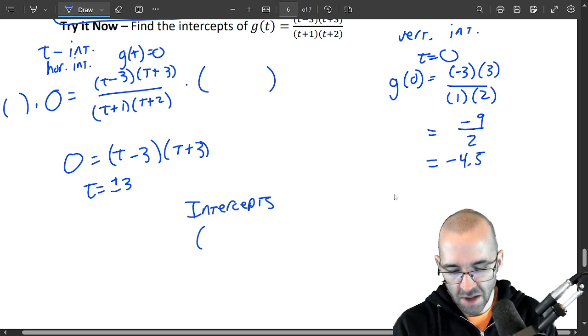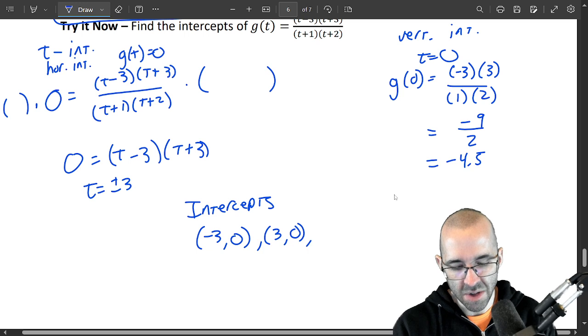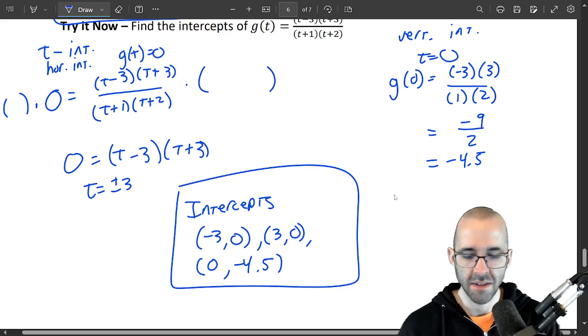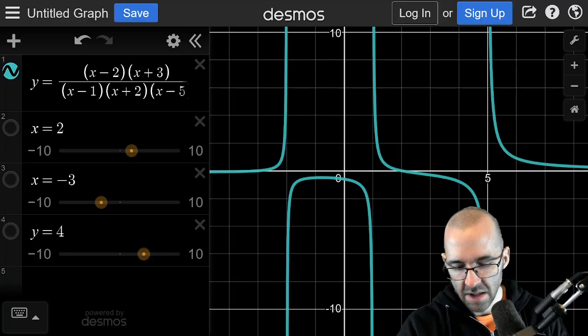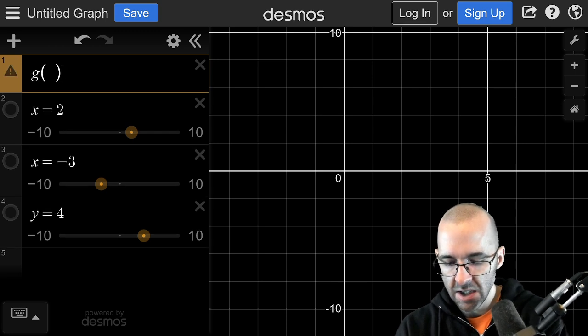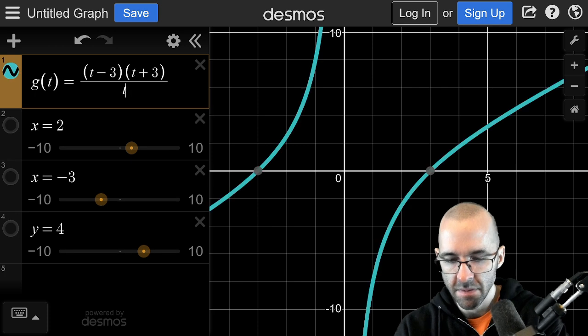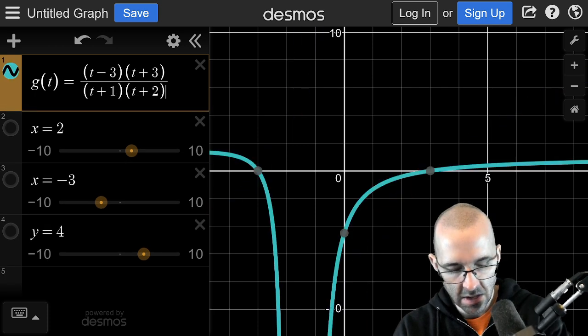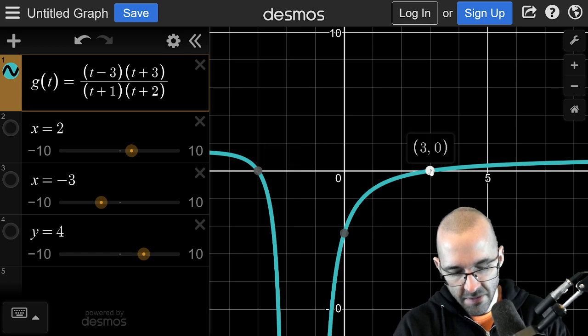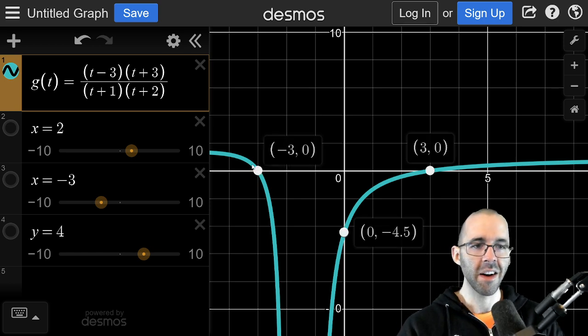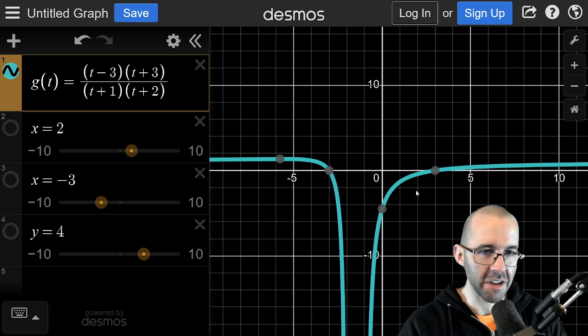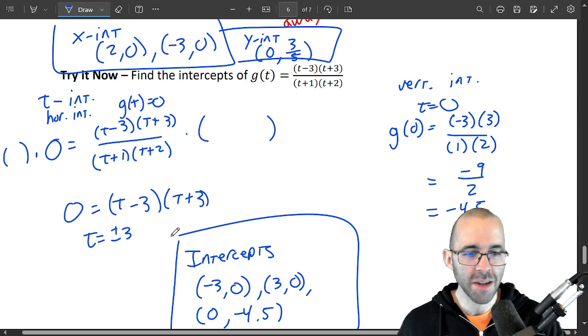So our intercepts are when t is -3 and the output is 0. When t is +3 and the output is 0. When the input is 0 and the output is -4.5. And we can check our answer here. G of t equals t minus 3, t plus 3, divided by t plus 1, t plus 2. Are our intercepts right? Oh yeah. You bet our intercepts are right. Nice. Those are the only intercepts. We did good. That's it for intercepts. Let me know if you have any questions.